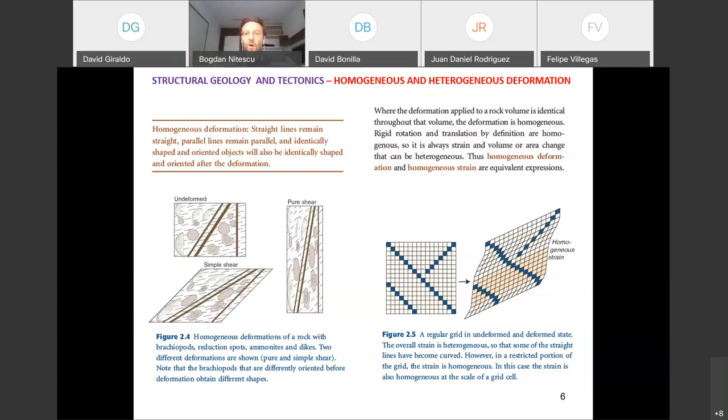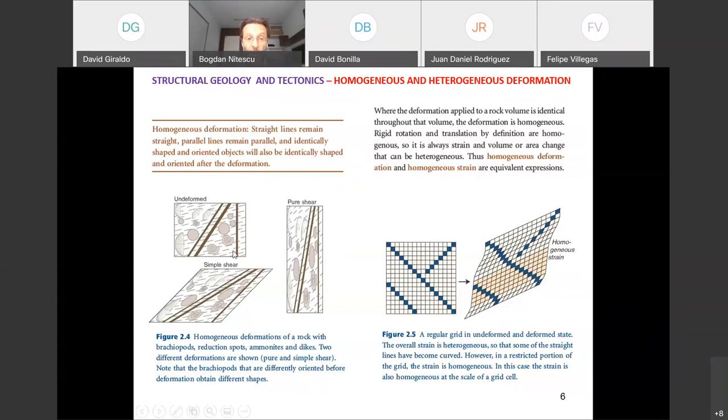All right, so homogeneous, you're welcome, Laura. Homogeneous and heterogeneous deformation. When we talk about deformation, we can think of it as homogeneous or not. Homogeneous has a definition so that we can understand this. The definition is this: straight lines remain straight. So you deform the volume, but straight lines remain straight. Parallel lines remain parallel. And identically shaped and oriented objects will also be identically shaped and oriented after the deformation.